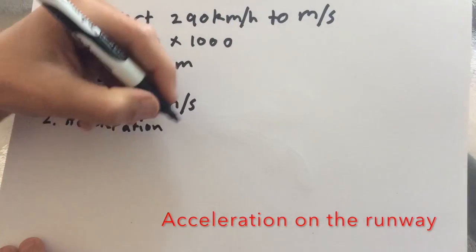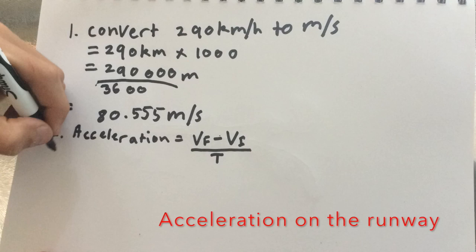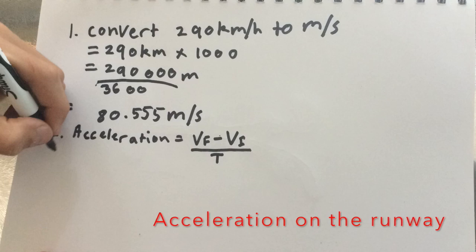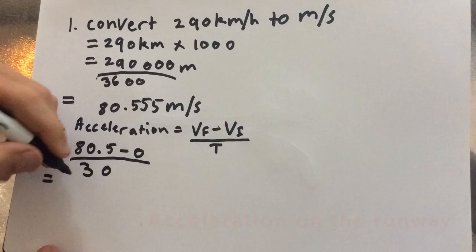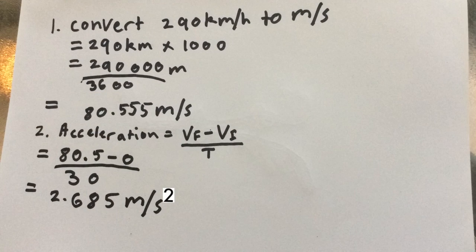To calculate the acceleration experienced, we subtract the initial velocity from the final velocity and divide by the time this takes. We know that an aeroplane spends about 30 seconds on the runway. We arrive at an acceleration of 2.685 meters per second squared.